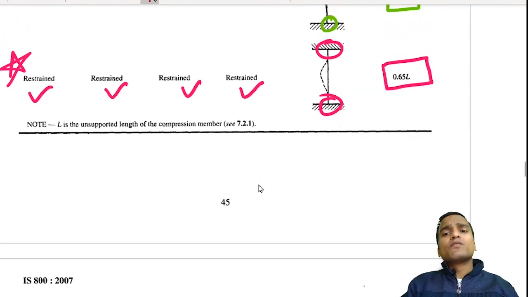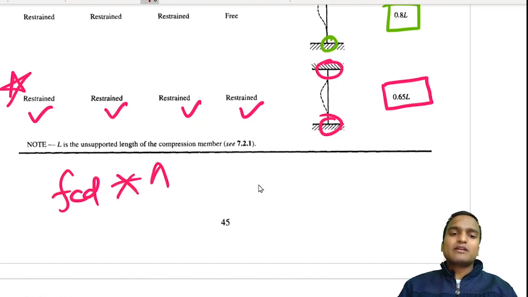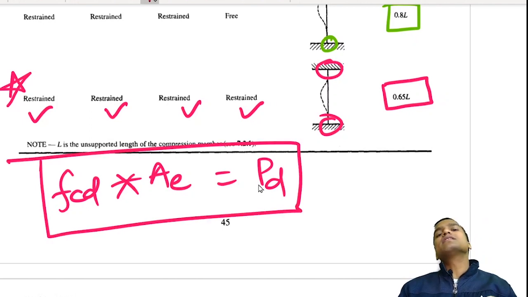And then from here we can calculate the effective length, and then using the radius of gyration we calculate the value of lambda, and by using table 9 we get the value of fcd, and then you multiply it with the gross cross-sectional area to get the value of Pd. Alright, so this is what we do in the calculation and the analysis of simple or compound compression members.